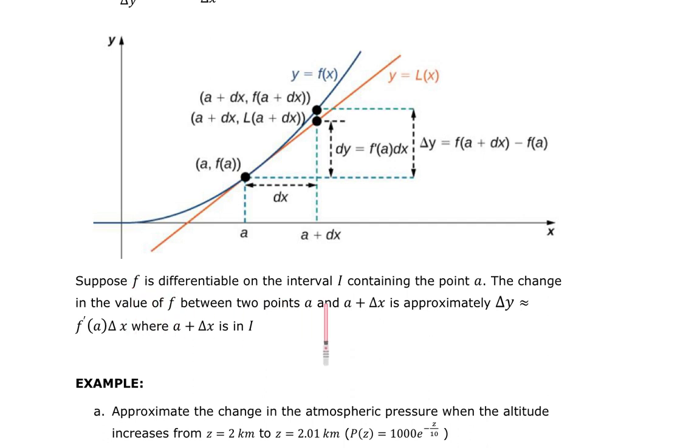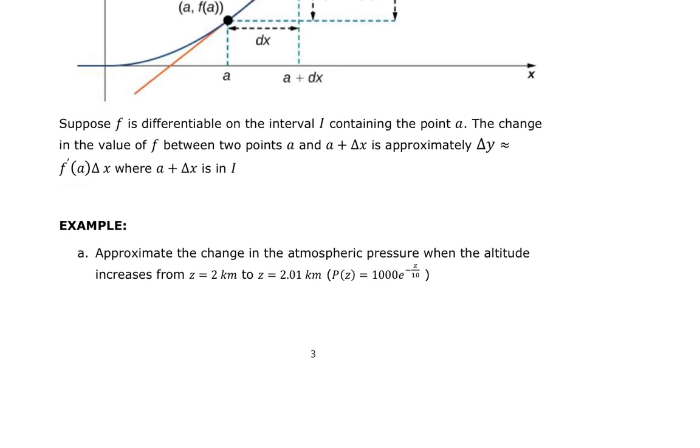So suppose f is differentiable on the interval I containing the point a. The change in the value of f between the two points a and a plus delta x is approximately equal to delta y, which is approximately equal to f prime of a multiplied by delta x, where a plus delta x must be in I. So we want to approximate the change in atmospheric pressure when the altitude decreases from 2 to 2.01 when P of z is equal to this.